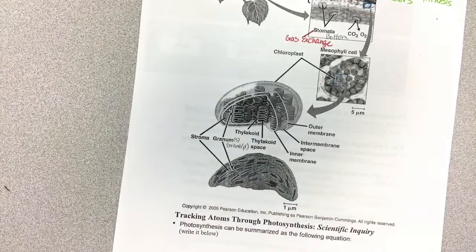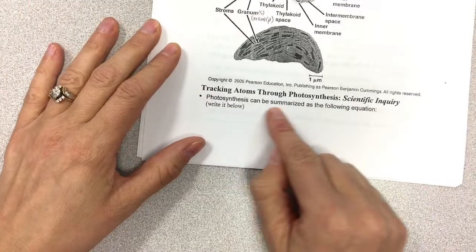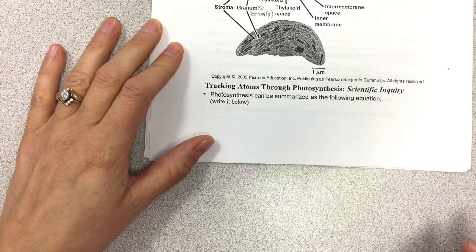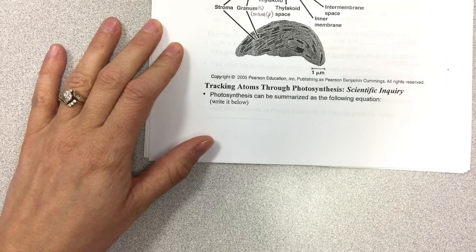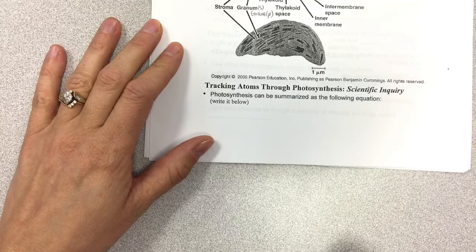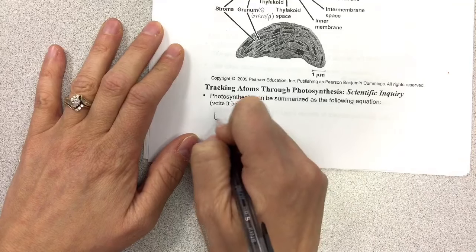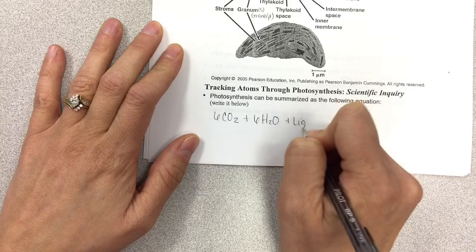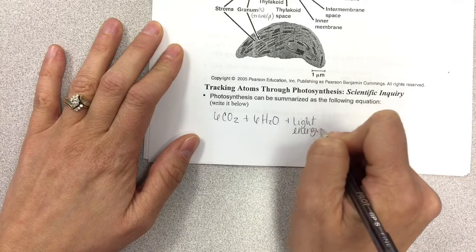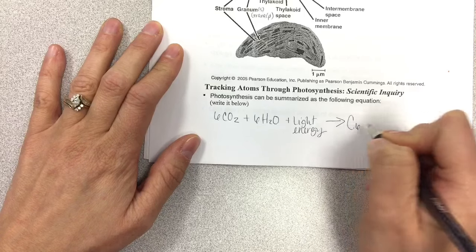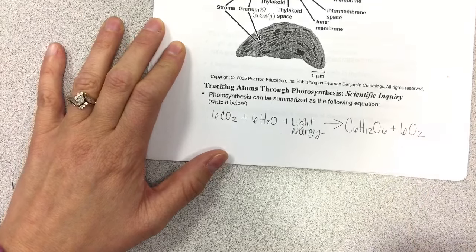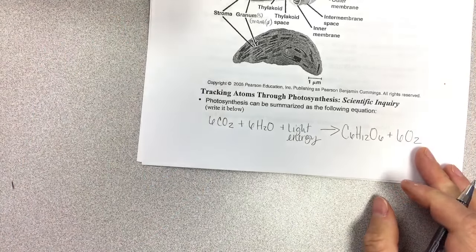So we're going to be building on this. Let's look at tracking atoms through photosynthesis. Photosynthesis can be summarized as the following equation. I said write it below. So pause it here and see if you can write the equation for photosynthesis, remembering it's the exact opposite of cellular respiration. Okay, so you should have 6 CO2 plus 6 H2O plus light, solar energy, something along those lines, gives you C6H12O6 plus 6 O2. All right, so that is your equation for photosynthesis.